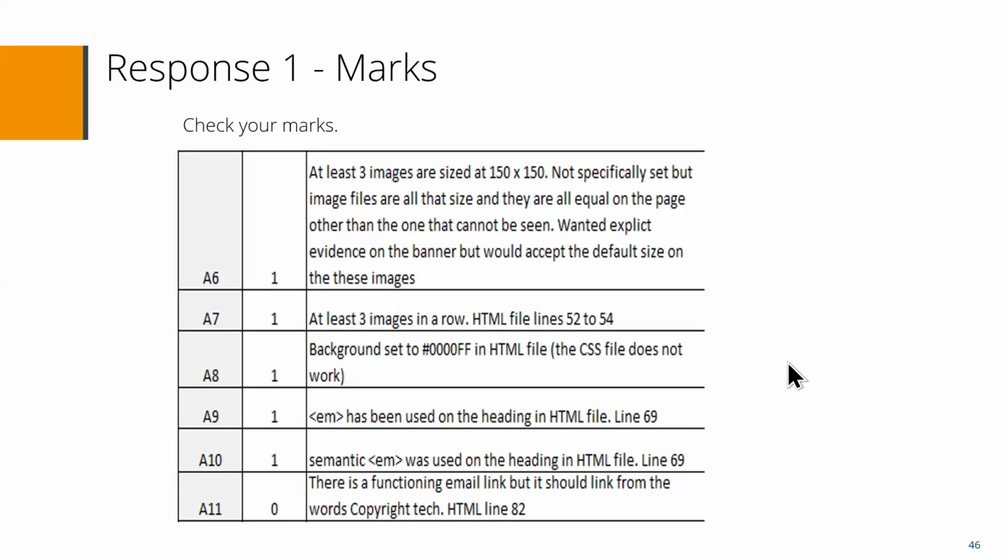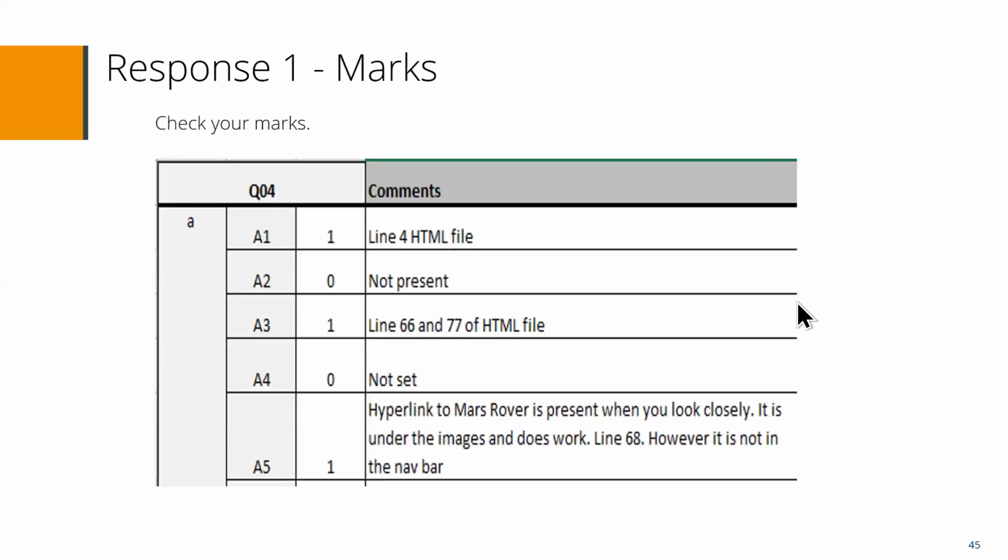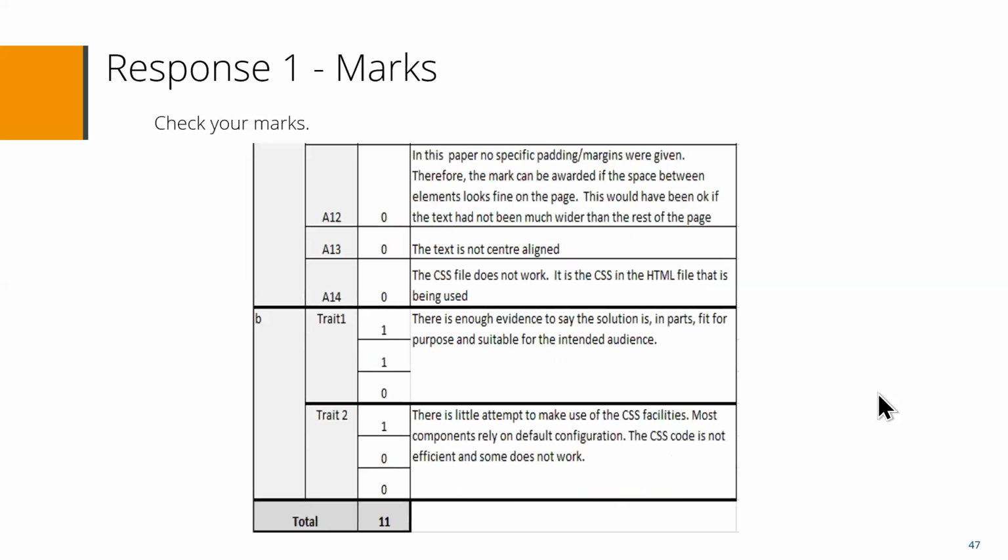It's in the code, and that also applies to A10. There is a functioning email link linked from the words copyright tech. If you go down and look at line 62, they have got an email link under contact us, and if we went to the actual browser view, we would find something that would work. However, we've been kind already on a link when we did A5, and so in this case it's still not quite correct, so they can't have it.